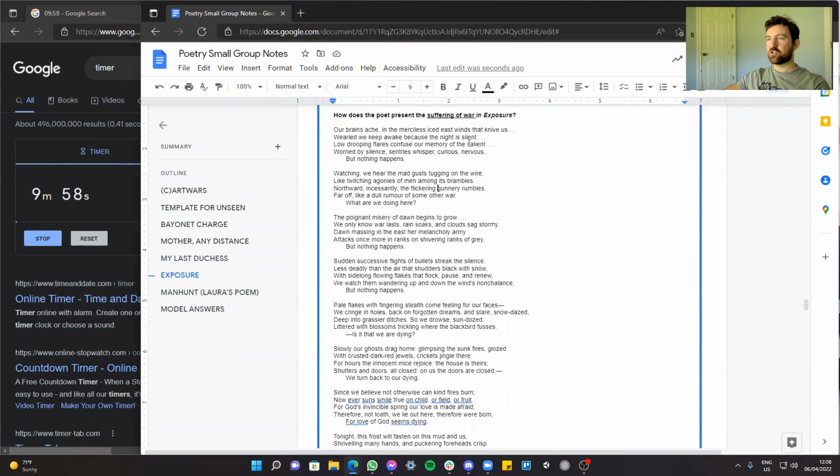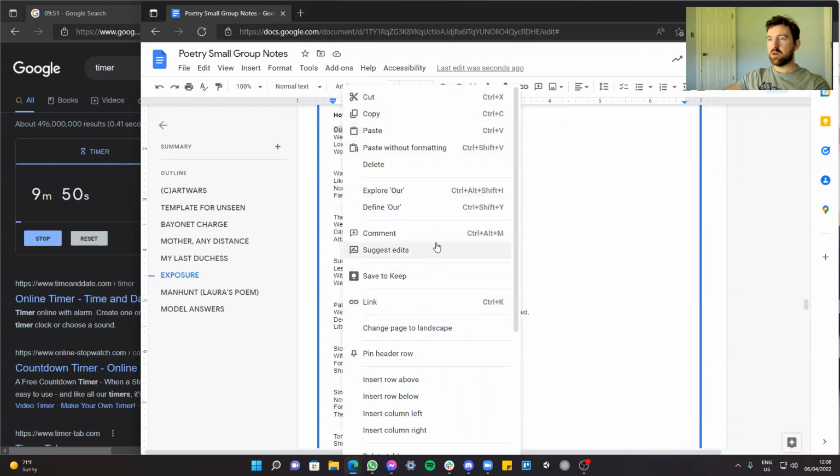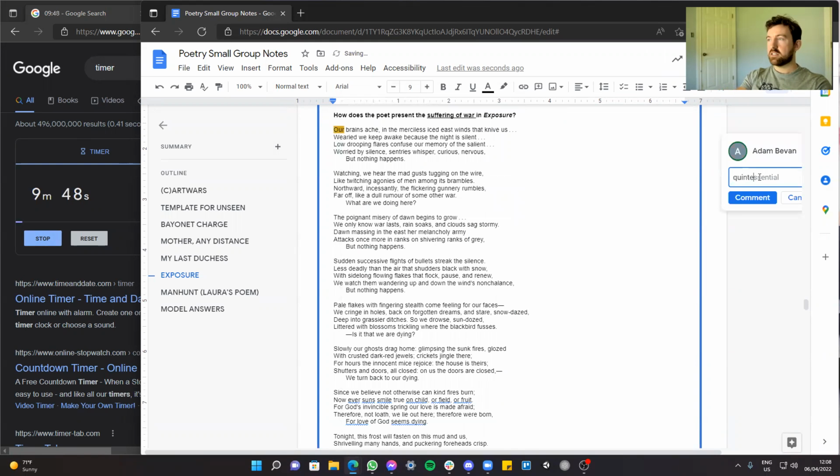So looking at the structure of the piece, immediately what I see is that it's written in quintets. So I'm going to add that straight away as a comment. Quintets. Now, I'm not sure why it's written in quintets at the moment, but I can see that there is this regularity. The final line seems to be quite repetitive as well. Nothing happens, nothing happens, nothing happens. So this creates another rigidity to the structure. So there is this kind of predictability almost to this. I don't know why exactly, but that's something else I noticed straight away.